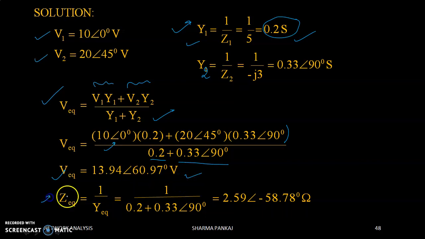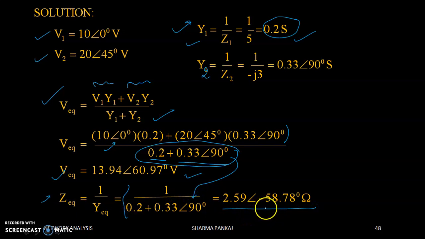So Z equivalent is equal to 1 by Y equivalent. So this is your Y equivalent. Put here 0.2 plus 0.33 angle 90 degree, and take the inverse. So it is coming 2.59 angle minus 58.78 degree ohm. The unit of impedance is ohm and the unit of Y is mho. Sometimes it is also called Siemens.